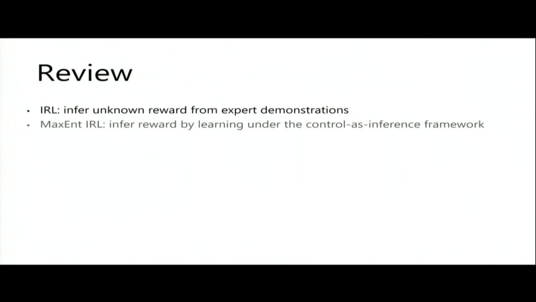All right, so to review what we covered today, inverse reinforcement learning refers to inferring unknown reward functions from expert demonstrations. Maxent inverse reinforcement learning infers the reward function by learning under the control as inference framework, which serves to address the under-specification problem, so it disambiguates the demonstrations, and it also addresses the issue that the human demonstrations might be suboptimal, so it actually provides a model of suboptimality.